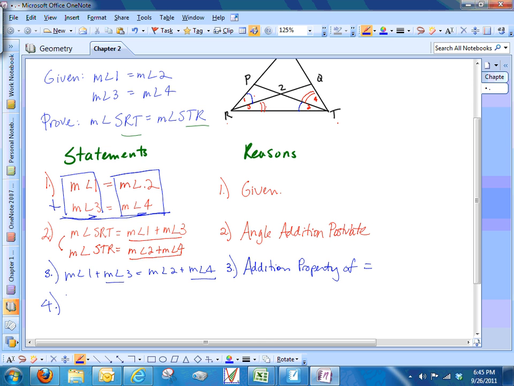Now let's go down to 4. All right, so now 1 plus 3, seen that. 2 plus 4, seen that. What's on the other side of those two that are apparently equal? Well, SRT and STR. These two must be equal if 1 plus 3 is equal to 2 plus 4. All I've really done is some replacing, so the reason I get to put for replacements is the substitution property.